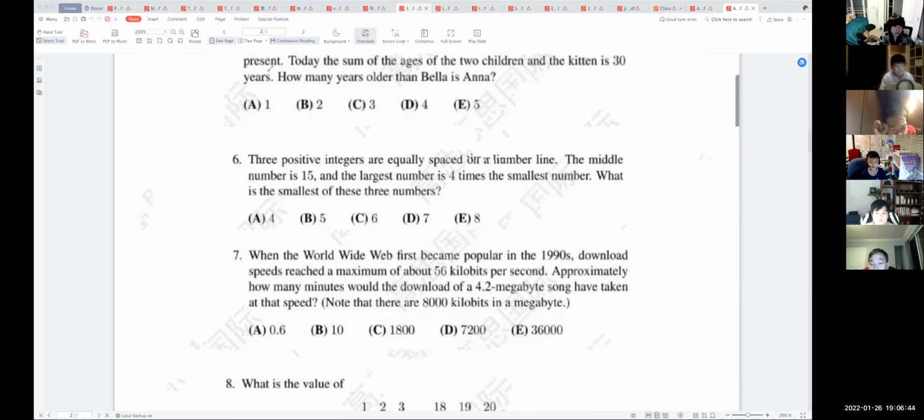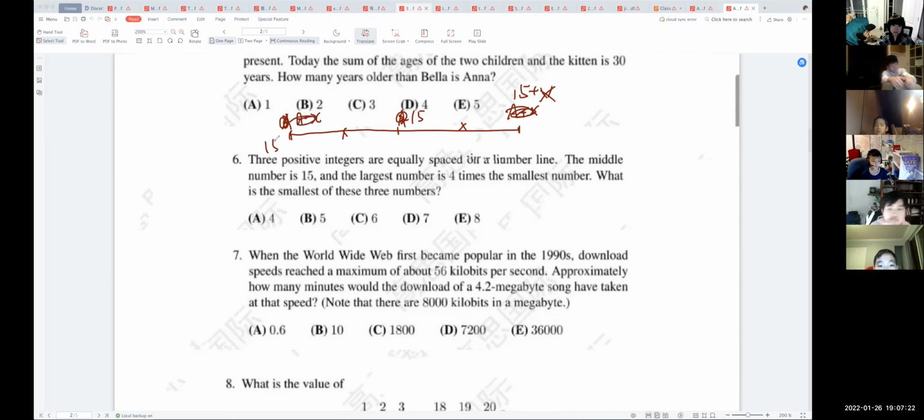So let's take a look at this one. 3 positive integers. So there are 3 numbers, equally spaced on the number line. What does this mean? It means the 3 numbers have an equal difference? Very good. So if the middle number is A, the smallest number should be A minus X, and the biggest number should be A plus X if the difference is X, because they're equally spaced on the number line. Get it? So we know the middle number is 15, so the biggest number is 15 plus X. The smallest number is 15 minus X.